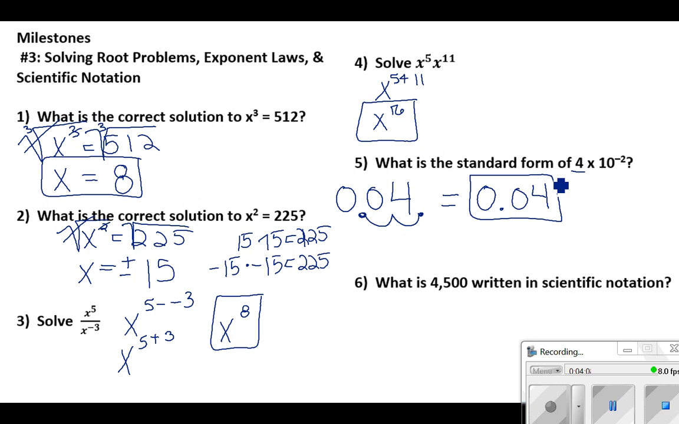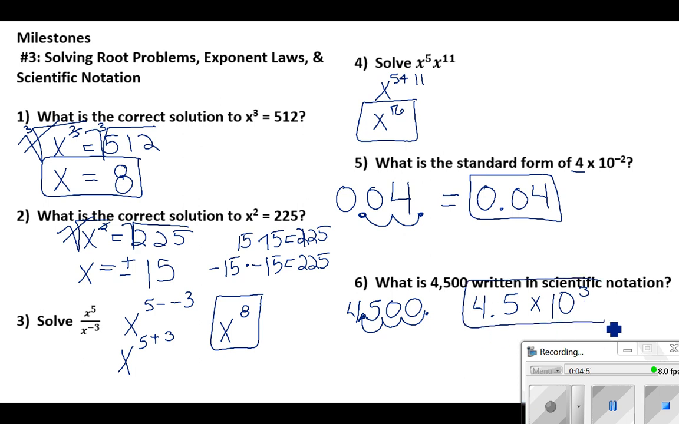For question number 6, what is 4,500 written in scientific notation? We're going to write the number. Our decimal point is right here. This is a big number, so that means we're going to have a positive exponent in our answer. We know our decimal point needs to be there. So we're going to move it 1, 2, 3 places. So we have 4.5. We have the times 10 because it's scientific notation. We moved it 3 places. It's positive 3 because it is a big number. You could definitely write a check for that.